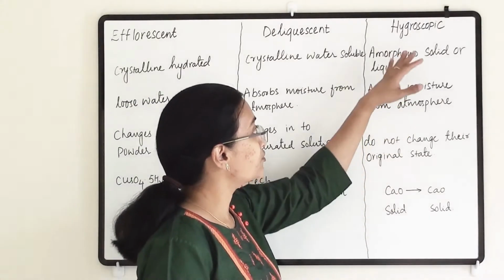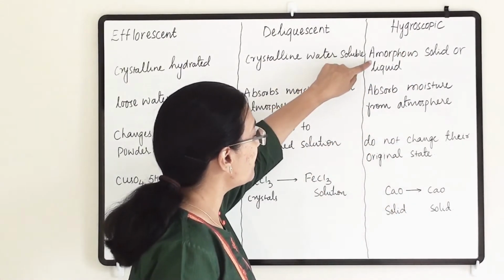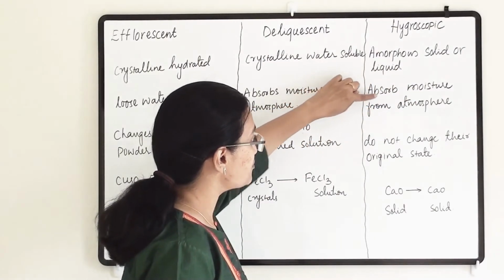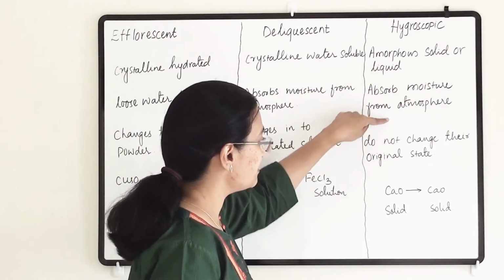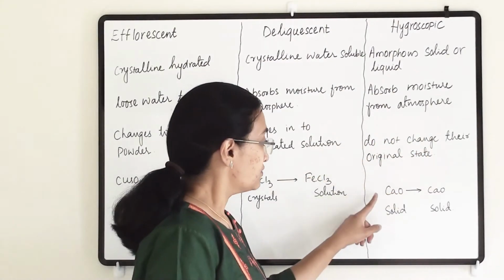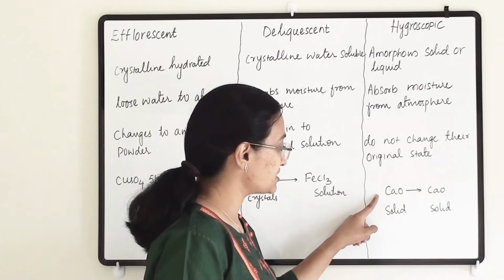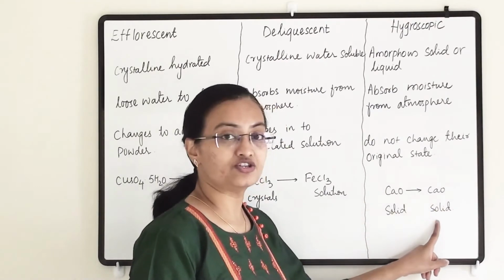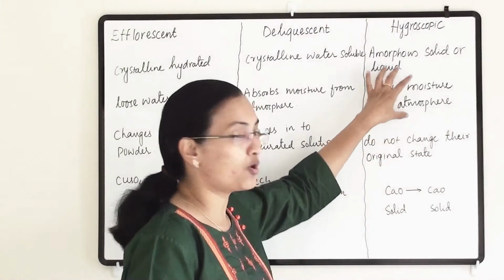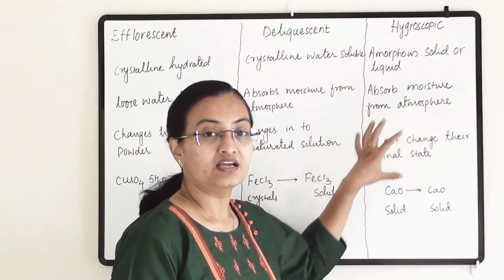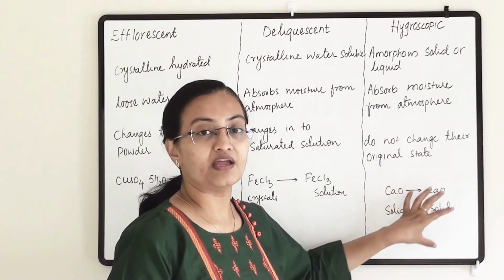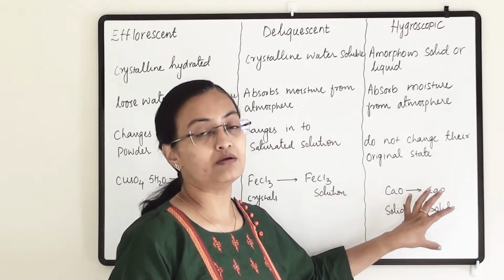Then come hygroscopic substances. They are amorphous solid or liquid compounds. They will absorb moisture from the atmosphere, but they do not change their original state. For example, calcium oxide solid will remain calcium oxide solid even after absorbing moisture from the atmosphere. They do not tend to change their state. They will remain solid after absorbing moisture also.